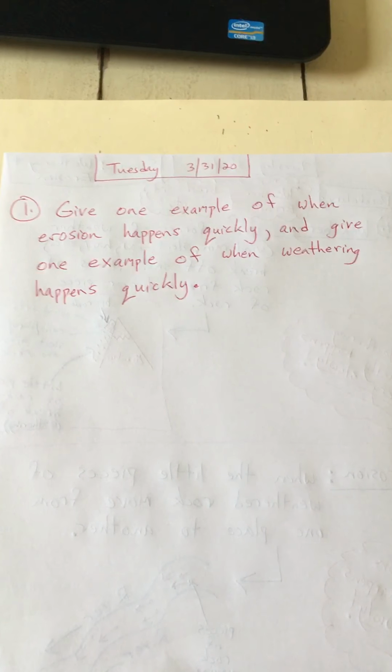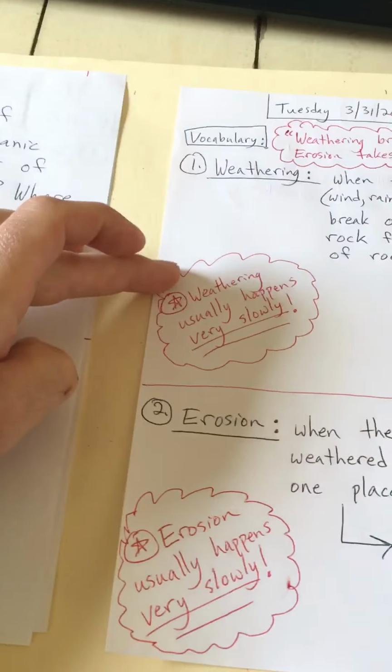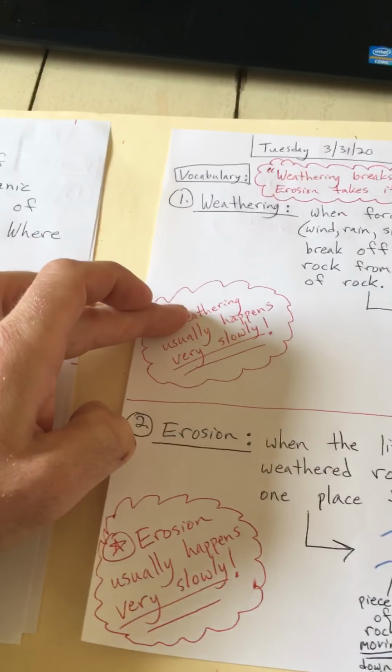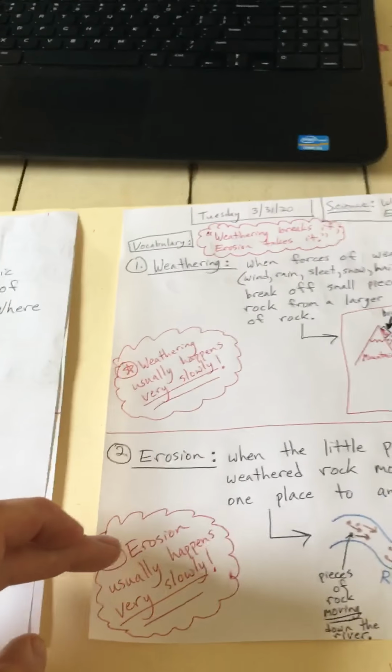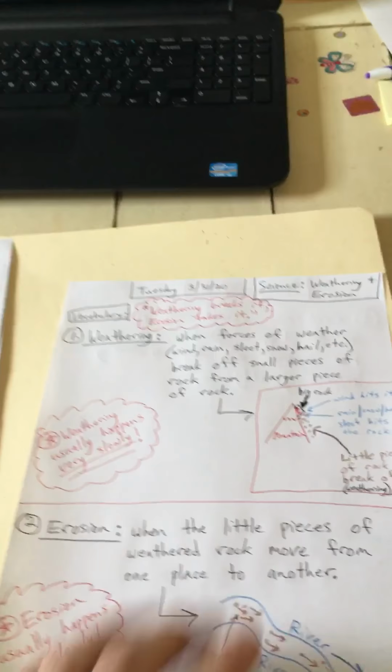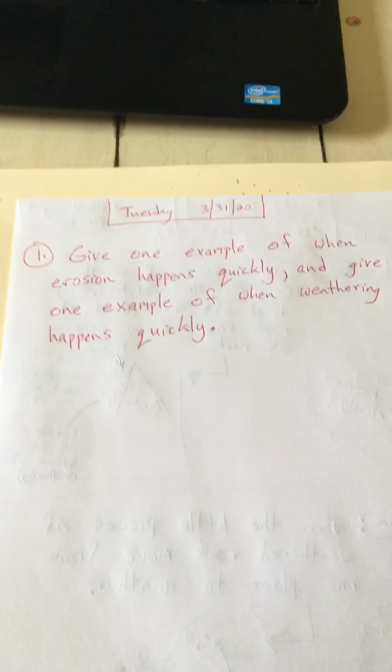Here's the question I'd like you to answer tonight or right now. Today's Tuesday, March 31st. It says, give one example of when erosion happens quickly and give one example of when weathering happens quickly. So like we said over here, they take a very long time to happen. Weathering happens very, very slowly. Erosion usually happens very, very slowly. So we want you to think about when would it happen quickly? When would erosion happen real quickly? And then I want you to think of an example of when weathering would happen really quickly. And we will talk about that tomorrow.